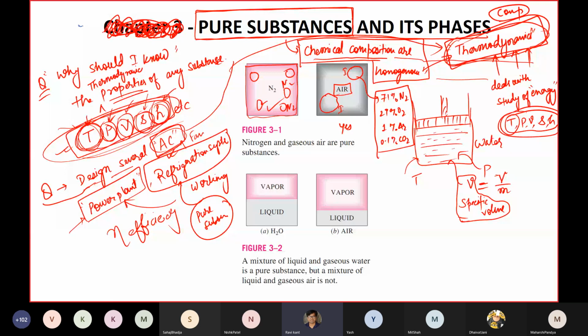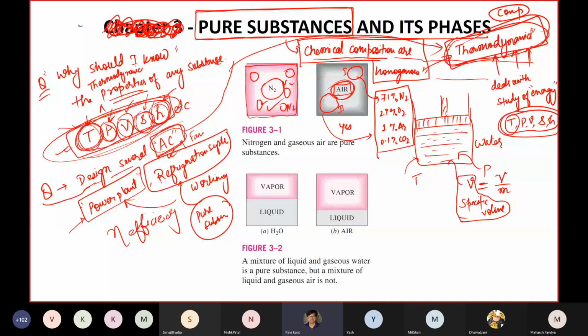In the air also. So I'll say that yes, so far so good. N2 and air both are pure substances, and I can tell you that air is used quite often as a working fluid in several components.